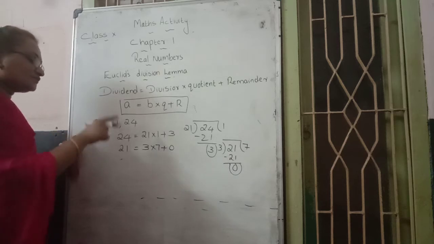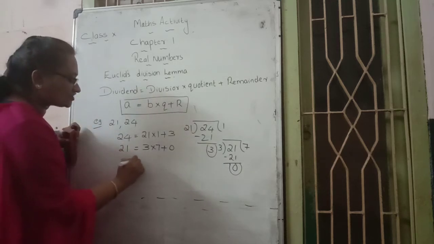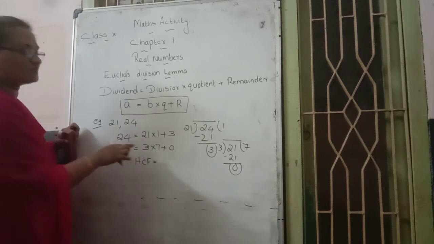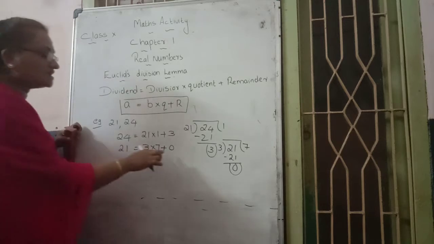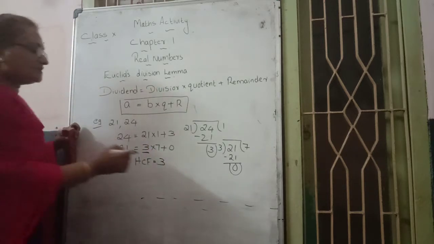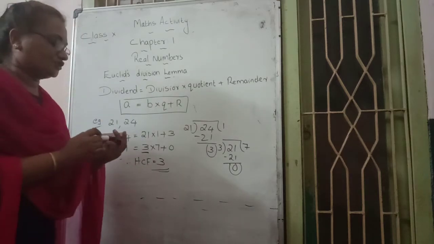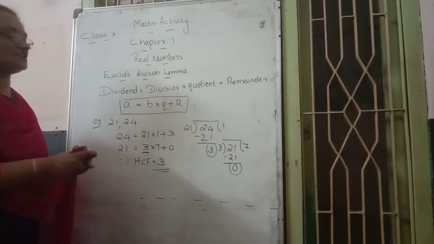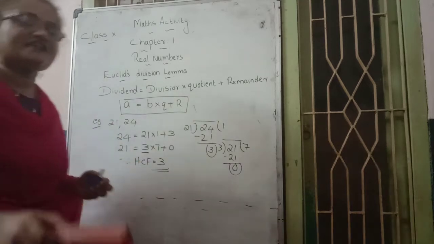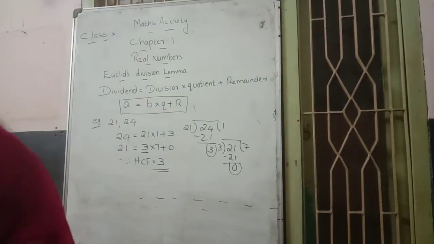So what can we conclude here? What is the HCF of 24 and 21? For HCF, see which number we use to divide such that the remainder becomes 0. Using 3 to divide, we get the remainder as 0. I hope you can theoretically understand how to find the HCF. Then how to perform this activity-wise?